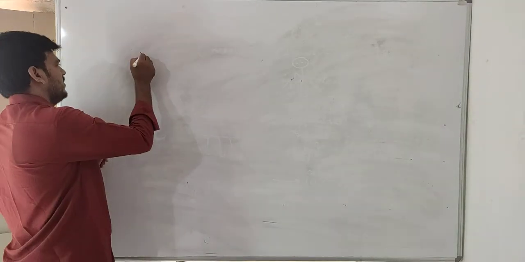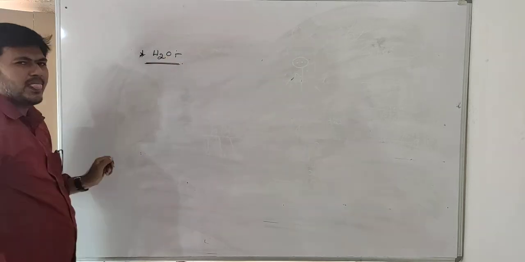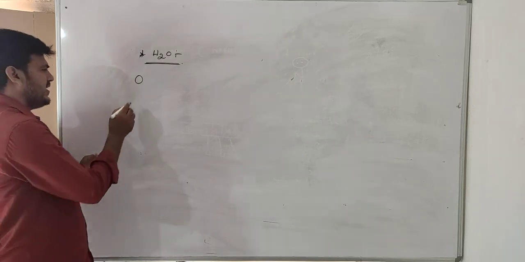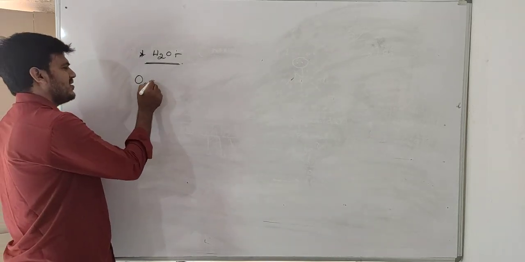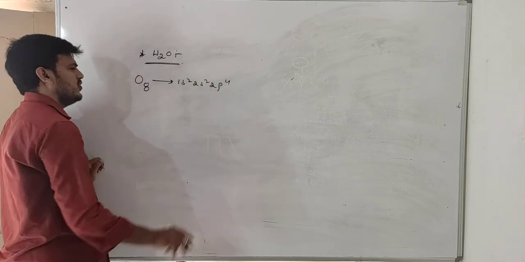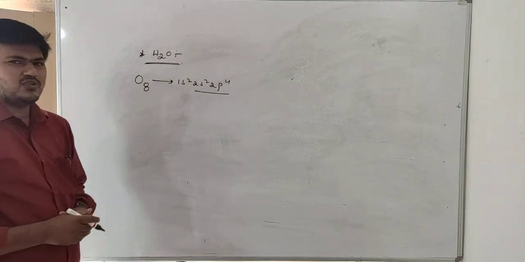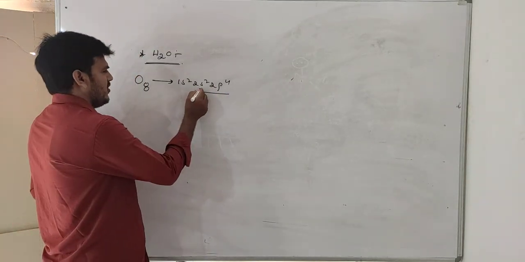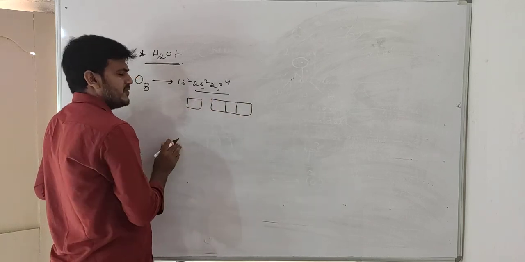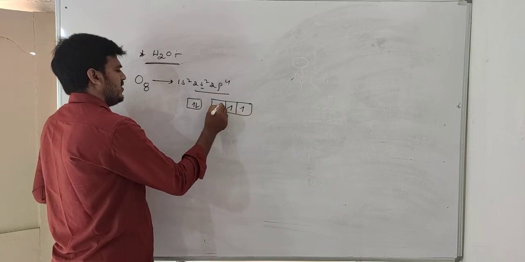Water formula H2O. So in the water molecule the central atom is oxygen. Oxygen atomic number 8, electron configuration 1s2, 2s2, 2p4, and outermost electron configuration is 2s2, 2p4. So there is only one s orbital and three p orbitals, px, py, pz. 2s2 has 2 electrons, 2p4 has 1, 2, 3, 4.